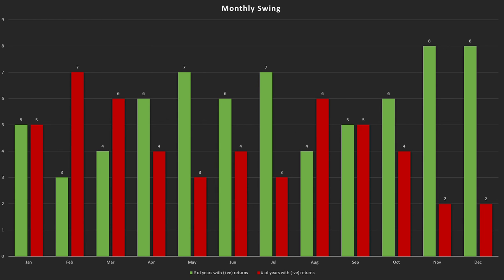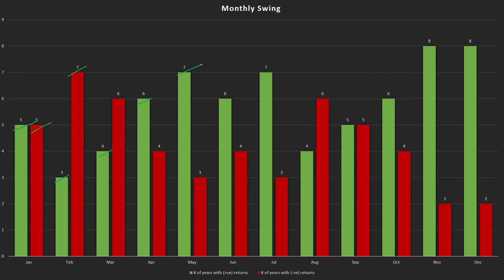Let's move on to the final graph, which is the monthly swing graph. We can see in January, over the last 10 years, 5 times January gave positive returns, 5 times it gave negative returns. So January is an average month for this sector. February only 3 times positive and 7 times negative. So one thing is quite clear that February is not a good month for this sector. March 4 positive, April 6 positive.